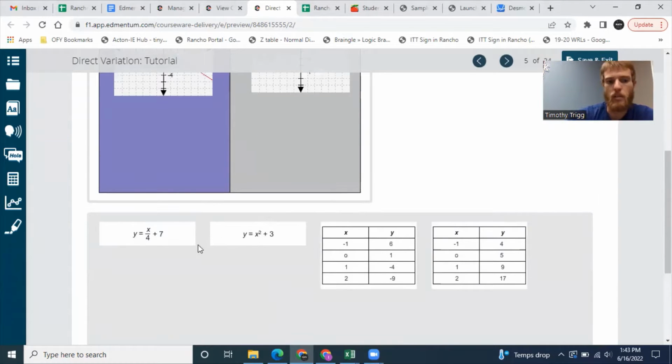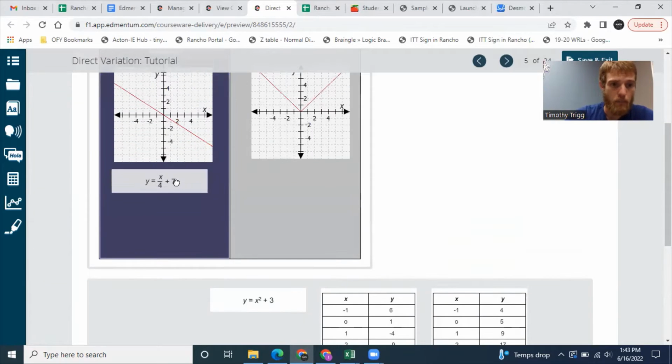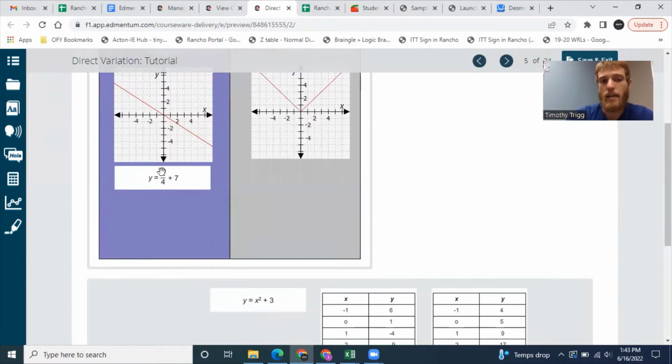What about from the equations? Which of these would you consider a line? Well, this one's a line. Notice this equation is y equals, you can consider this 1/4 x, where the slope would be 1/4 and the y-intercept would be 7. So this would form a line.